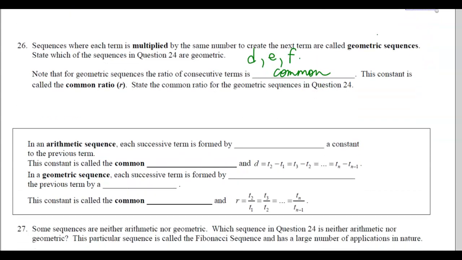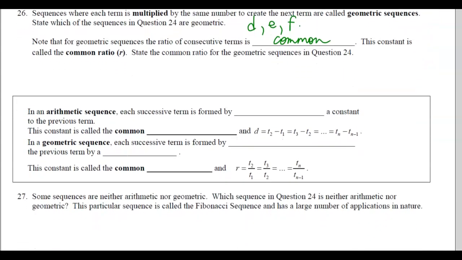Okay, so in the arithmetic sequence, each successive term is formed by adding a constant term to the previous. The constant is called the common difference. And that's how you can find it. That common difference is going to be the same, whether you test between the second term and the first, the 10th term and the 9th term, 100th term and 99th term, right? Always the difference of consecutive terms.